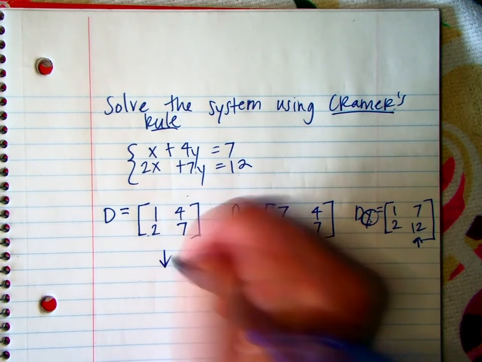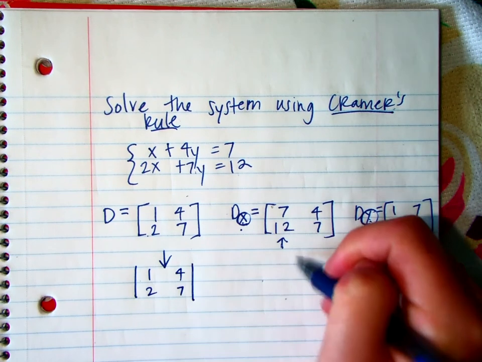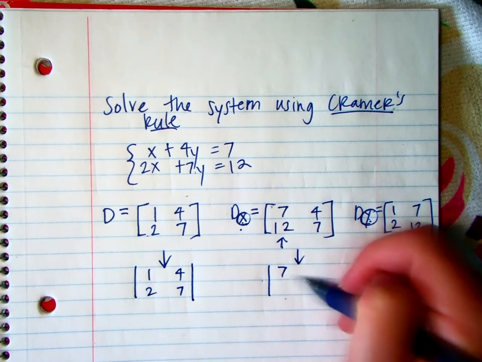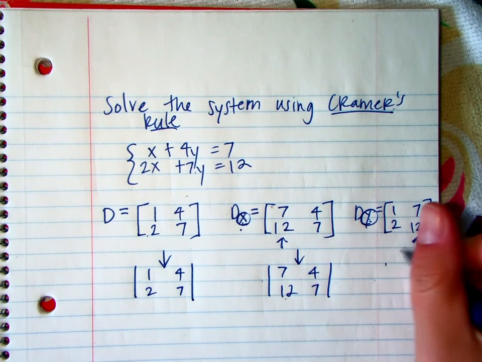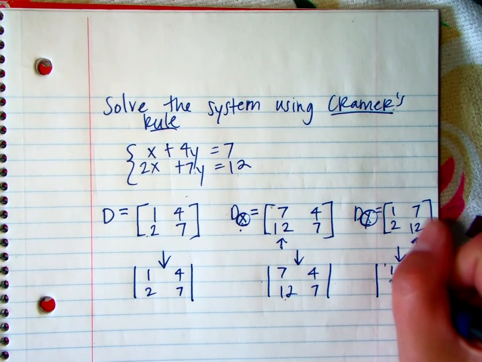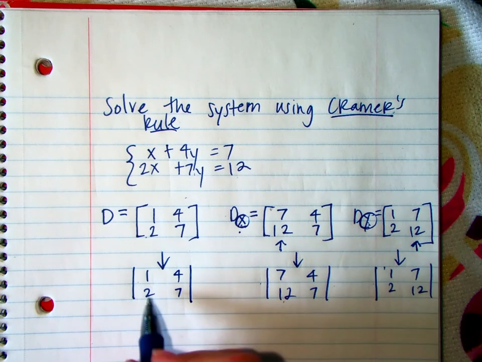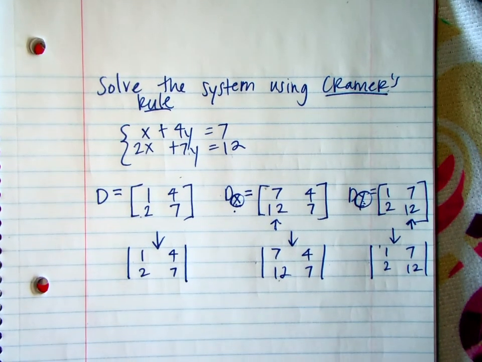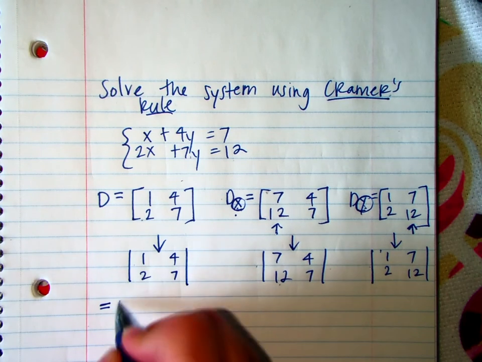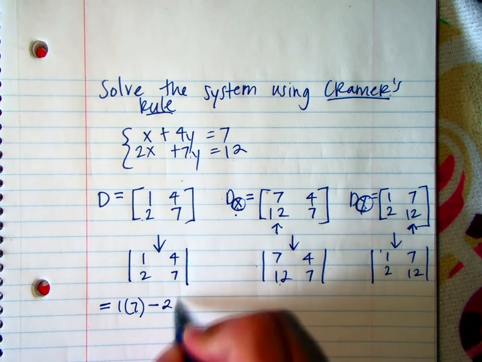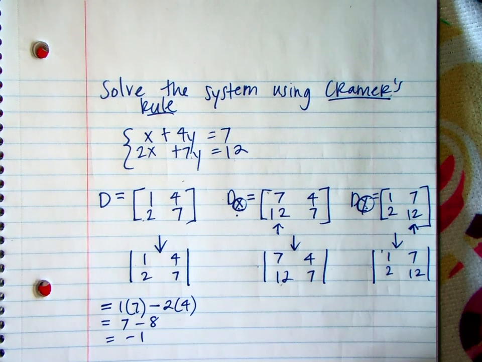So what's the determinant of this guy? And then here, last one, finally, 1, 2, 7, 12. All right. So remember, if it's a 2 by 2, finding the determinant of these is the easy thing. So 1 times 7 minus 2 times 4. So we've got 7 minus 8, or negative 1.